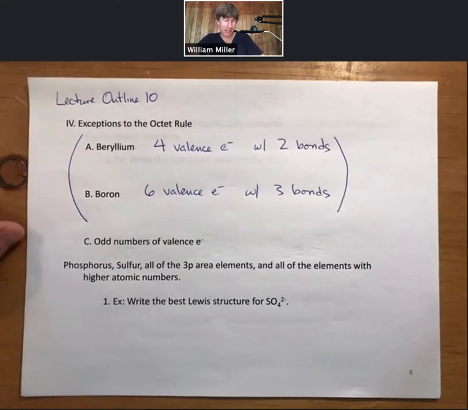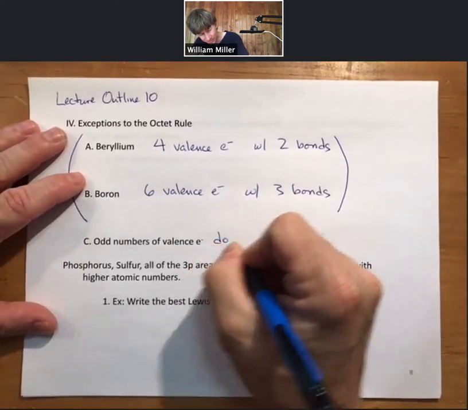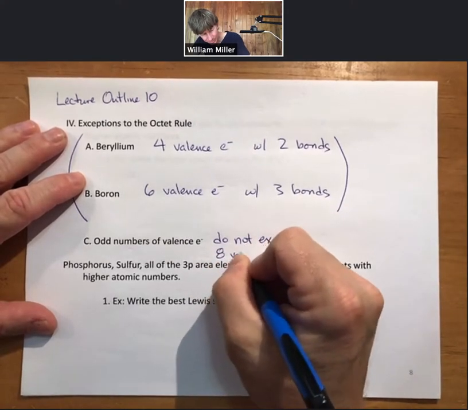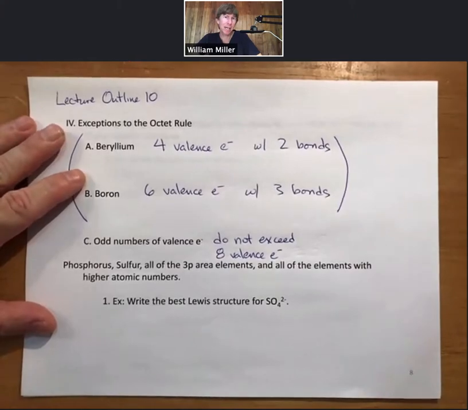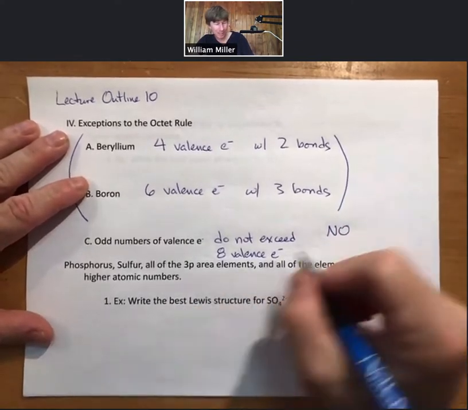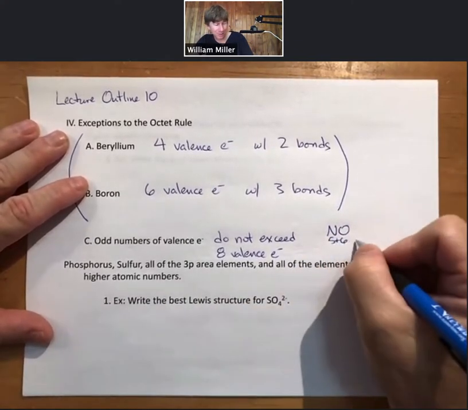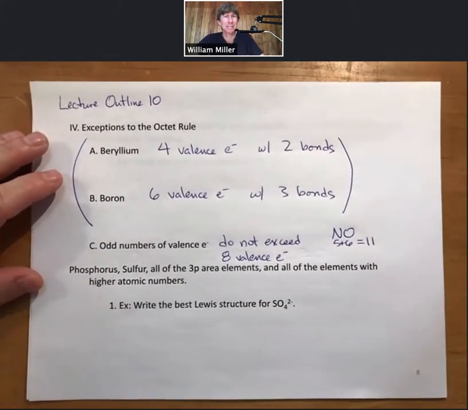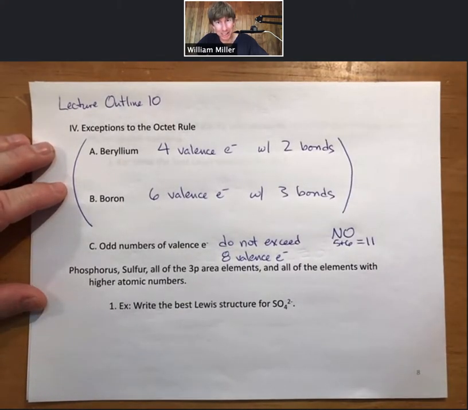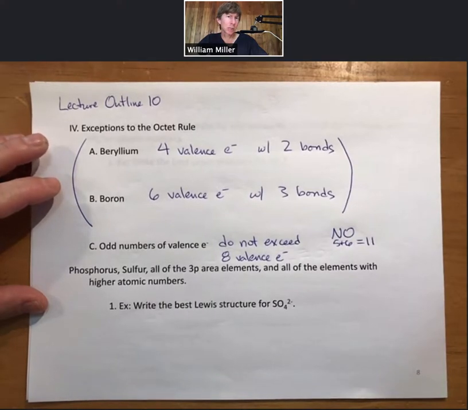Anyway, if there are odd numbers of valence electrons, then you still cannot go over the octet rule. So instead of having 9, you would have 7. So do not exceed eight valence electrons. A good example is nitrogen monoxide. We have 5 plus 6, that's 11. And nitrogen monoxide exists, even though according to Lewis structures with their even numbers of valence electrons, we would not necessarily predict this.